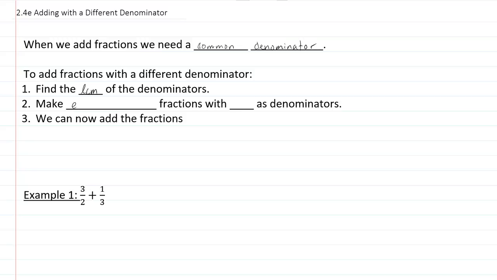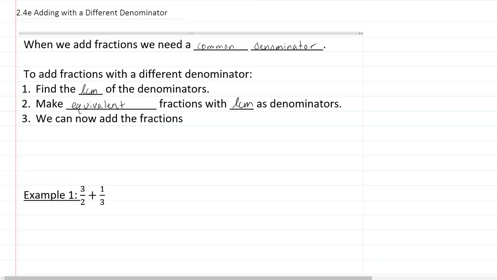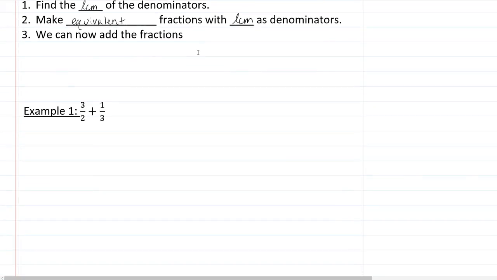We then make equivalent fractions with the LCM as denominators. So we multiply top and bottom by the same number so that the denominators end up being the LCM. Then we can add the fractions together. So let's go through an example. This may seem a little abstract at first, but I think it'll make sense through the example.